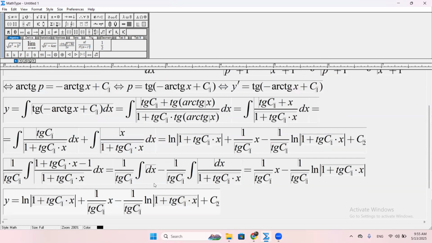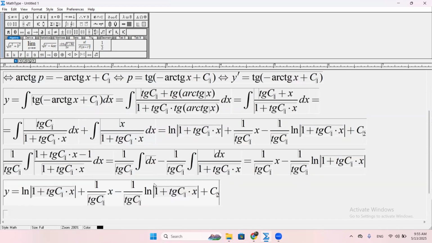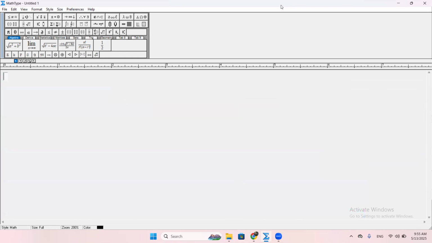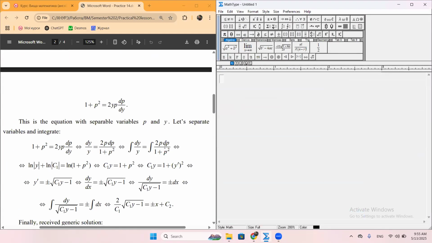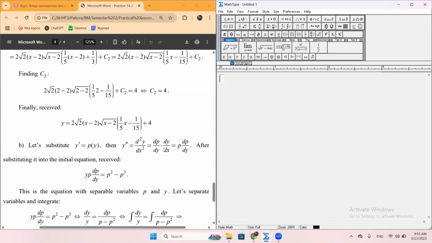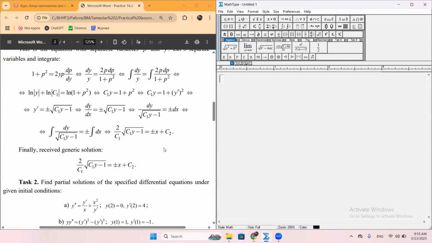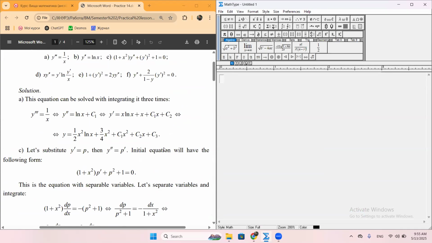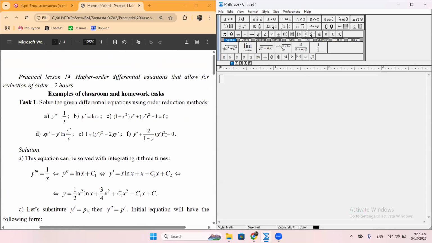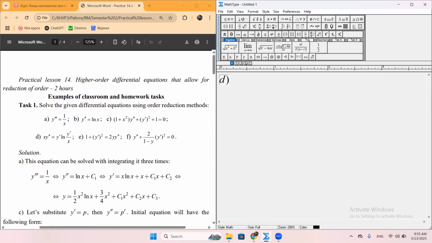Any questions about this exercise? No questions. Okay, if no questions, let's move next. By the way, let me see how many tasks we have to do today. Okay, so now let's move to part D, having more practice. 1D. Yeah, we have enough time.